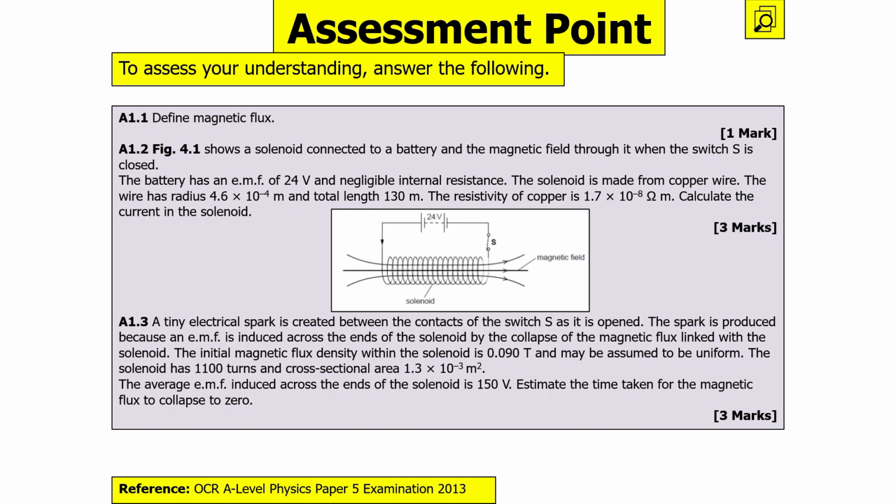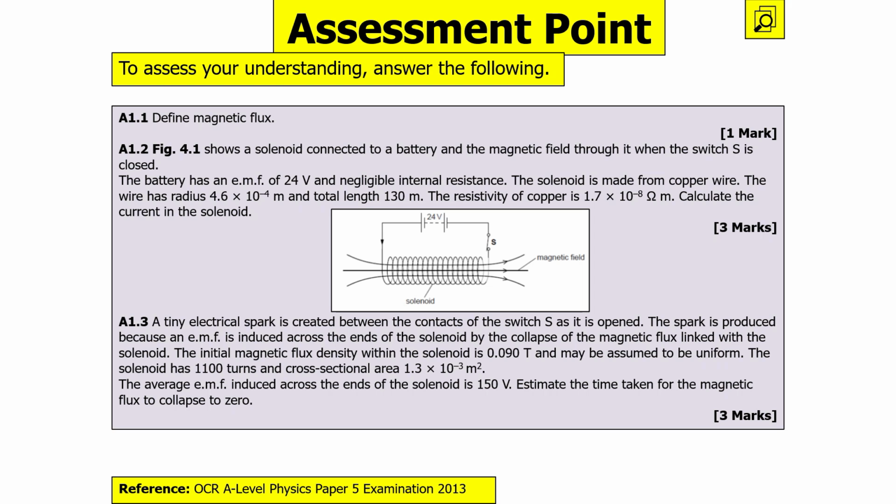Firstly, define magnetic flux. Then figure 4.1 shows a solenoid connected to a battery and the magnetic field through it when the switch S is closed. The battery has an EMF of 24 volts and negligible internal resistance. The solenoid is made from the copper wire.